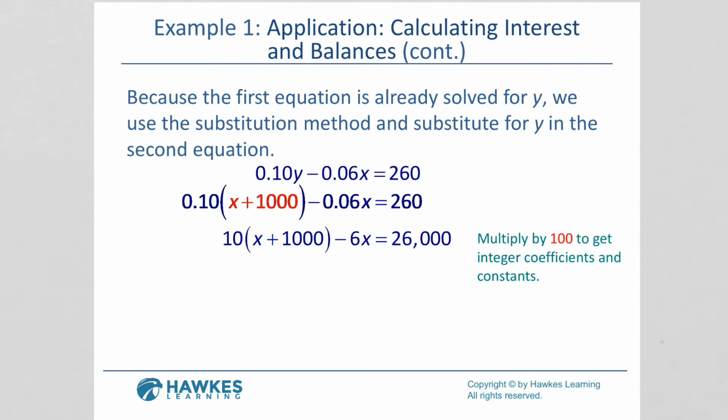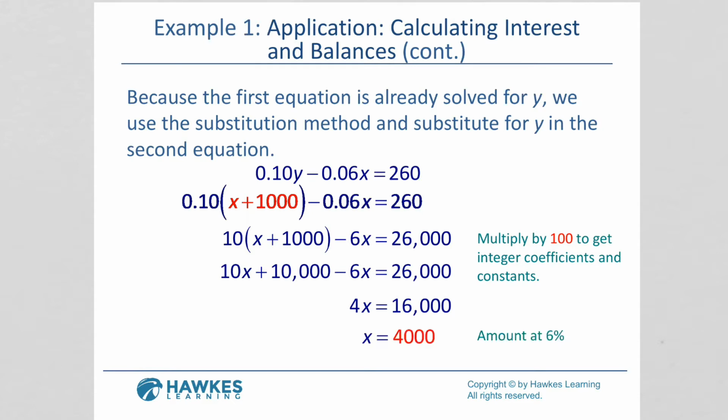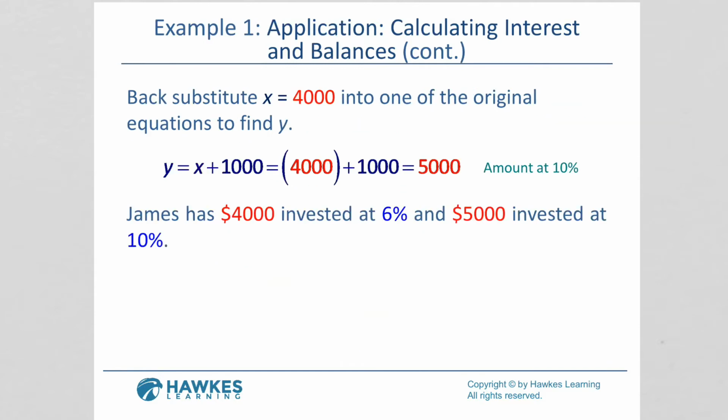That's going to give us 10 times the quantity x plus 1,000 minus 6x equals 26,000. When we distribute, we will get 10x plus 10,000 minus 6x equals 26,000. We're going to collect like terms on the left and move the 10,000 to the right. That's going to leave us with 4x equals 16,000. Divide both sides by 4, x equals 4,000, which is the amount at 6%.